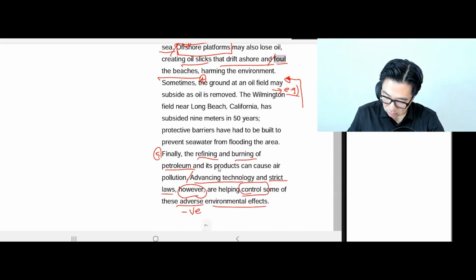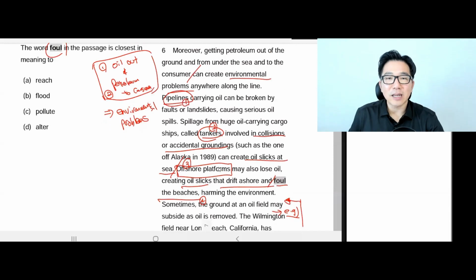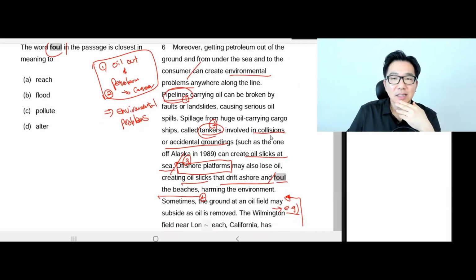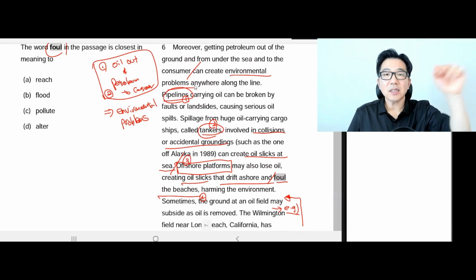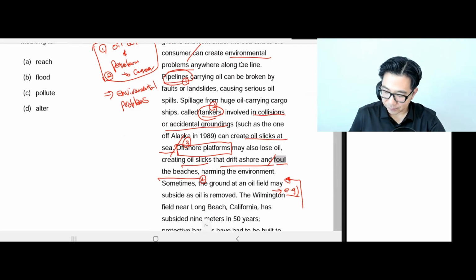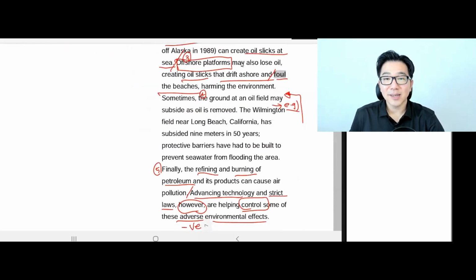So this paragraph is almost like a whole passage on its own, right? It has a clear topic sentence, almost like a thesis of the whole passage, right? Getting petroleum out of the ground and from under the sea and to the consumer can create environmental problems. So that's like a topic sentence, and it provides 5 examples to support the main idea of this sentence. Probably will appear in the summary.